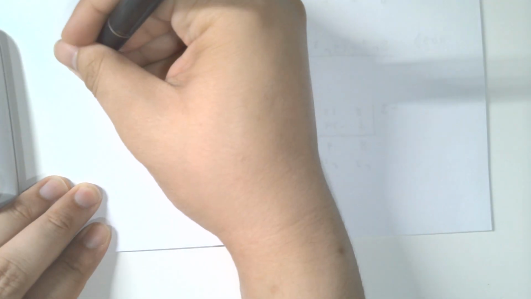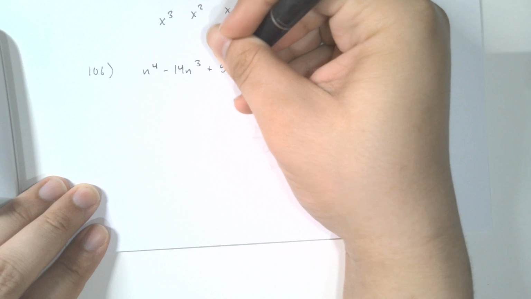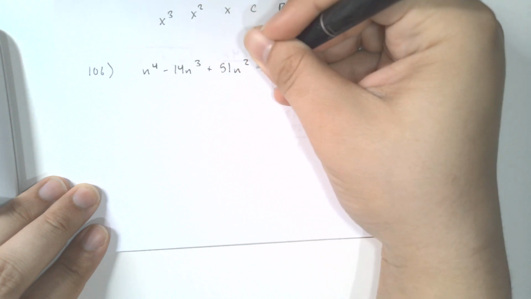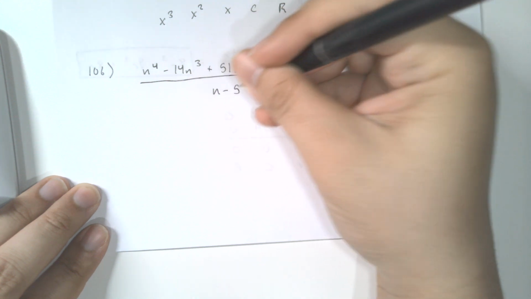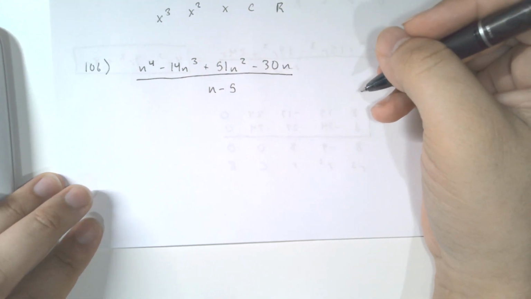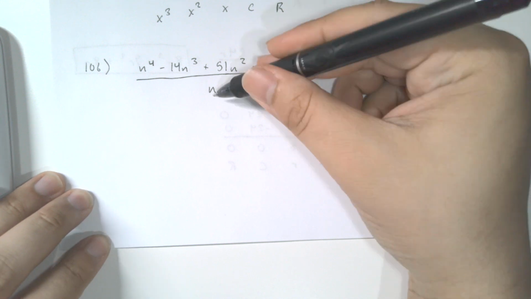For number 106, we have n to the fourth minus 14n cubed plus 51n squared minus 30n all over n minus 5. So this is a minus 5 over here.